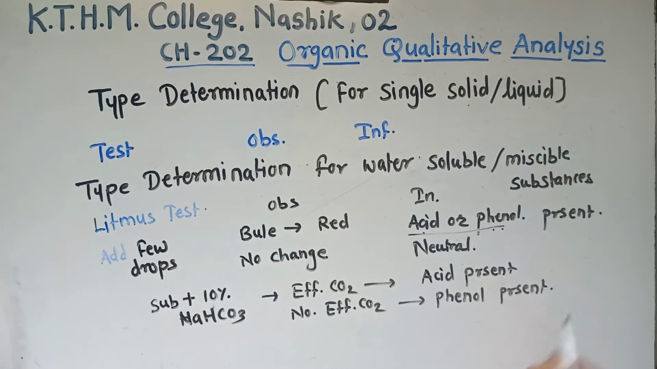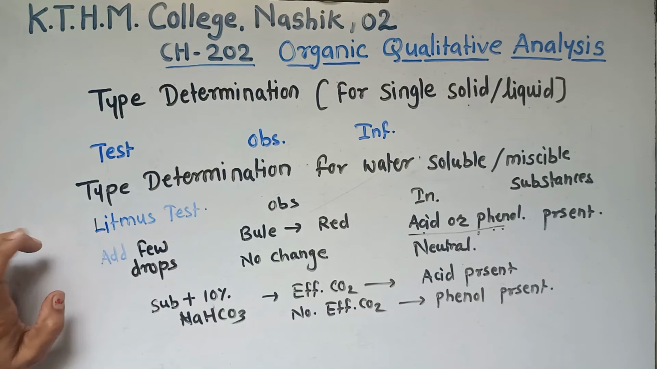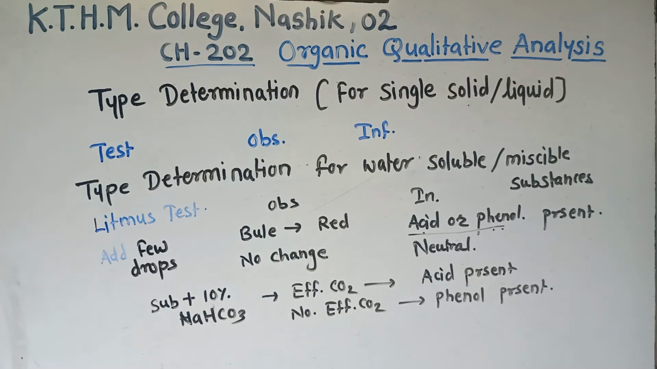So in this way we can find out the type for water soluble or miscible substances. It is clear? It is very simple. With the help of litmus paper we can find out the type of a given organic compound. Here, if our red litmus paper turns blue, then a basic compound is present. In this way we find out the type determination for water soluble substances.